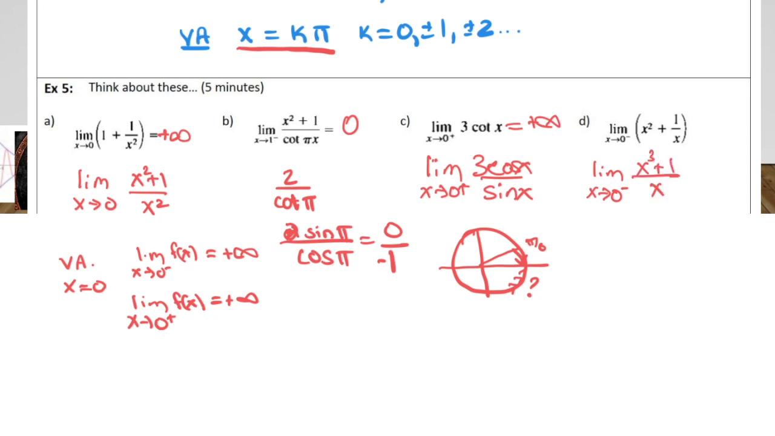Now, you know your answer is going to be some sort of infinity. You have to figure out which one. Perhaps you did a sign analysis, this time choosing 0.1. If you choose 0.1, you end up with a positive, can't choose 0.1, we have to choose negative 0.1, and that would give me a positive over a negative, which would be negative infinity.